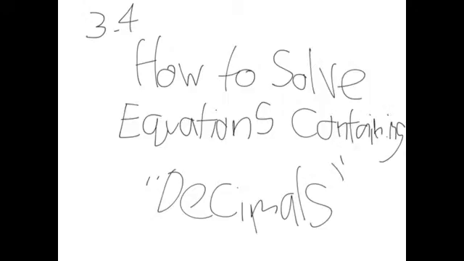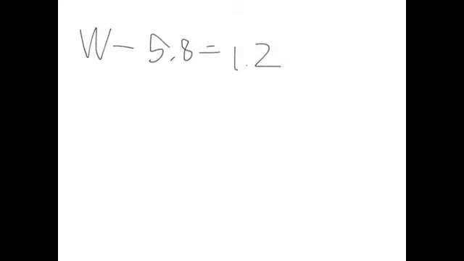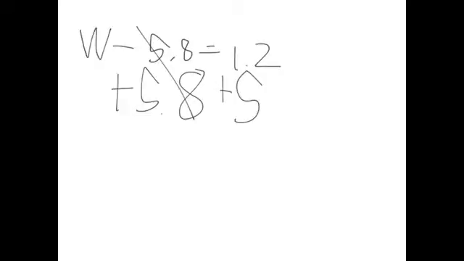How to solve equations containing decimals. First, we have to figure out what's happening to W. W is being subtracted by 5 and 8/10. So to reverse that, you have to do plus. You have to do plus 5 and 8/10. And that cancels each other out. But whatever we do on one side, we have to do the other side.